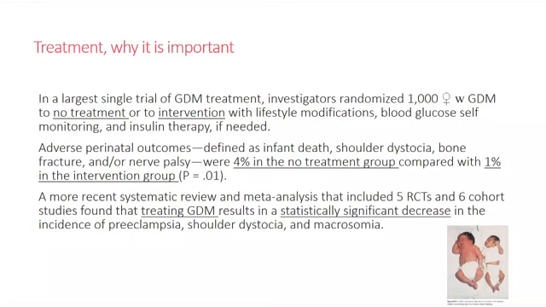A more recent systematic review and meta-analysis included about 5 randomized controlled trials and 6 cohort studies. It found that treating gestational diabetes resulted in a statistically significant decrease in incidence of preeclampsia, shoulder dystocia, and macrosomia. And you all have seen macrosomic babies, right? This is just a reminder if you haven't seen one.